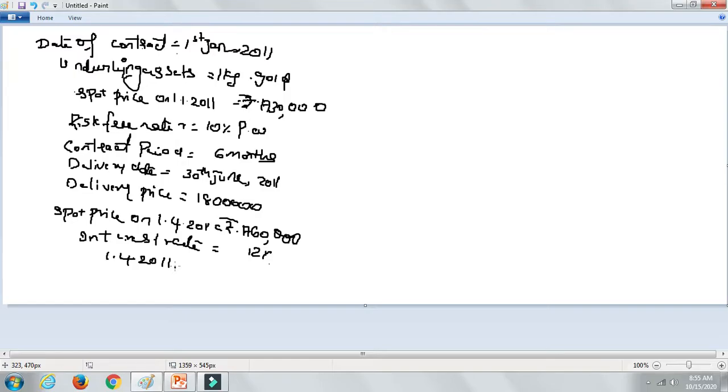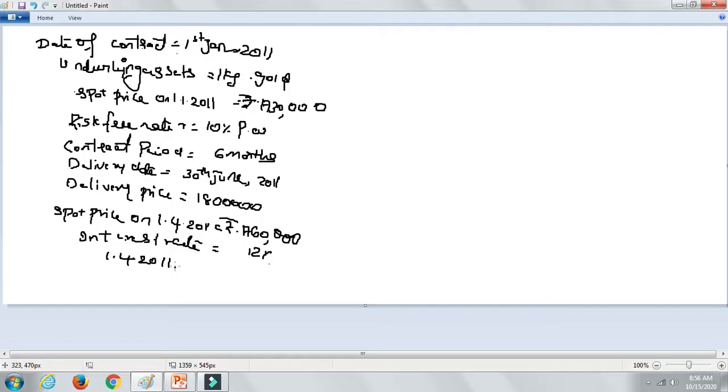Now this is the question. Date of contract that has been given is 1 January 2011. Underlying asset is 1 kg of gold. The spot price on 1/1/2011 is 17 lakhs 30,000, whereas the risk free rate on that day is 10%. Contract period is 6 months, that is, delivery date would be 30 June 2011, whereas delivery price is 18 lakhs.